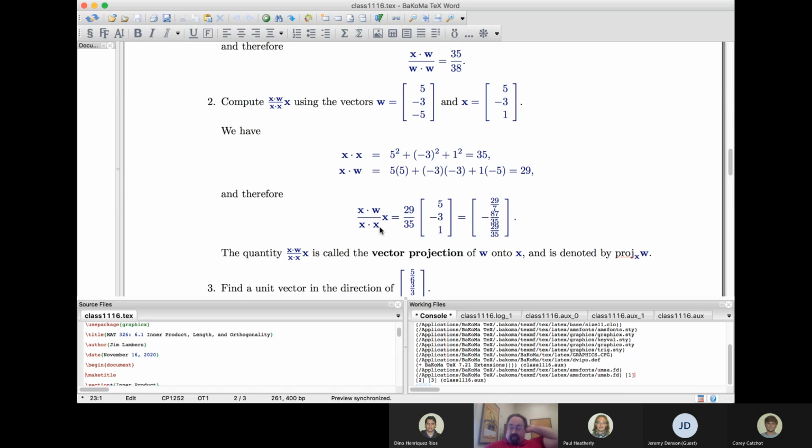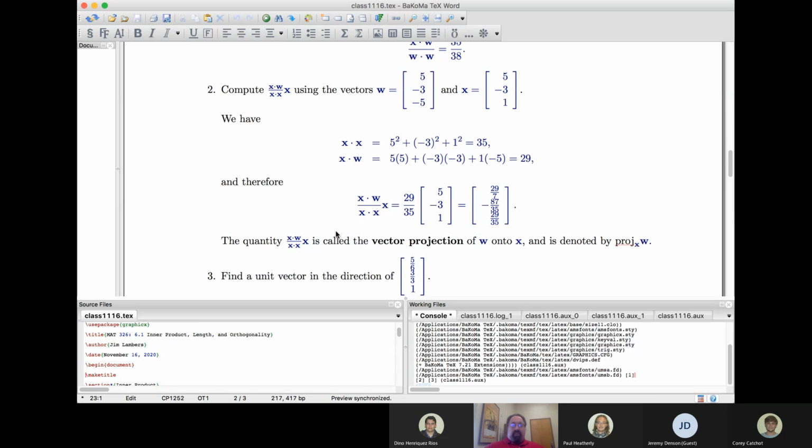So what does that actually mean? It means that you are approximating w by a vector that's in the direction of x, because this whole quantity, this vector here, is parallel to x. It's a scalar multiple of x. So it is the unique scalar multiple of x that is closest to w.